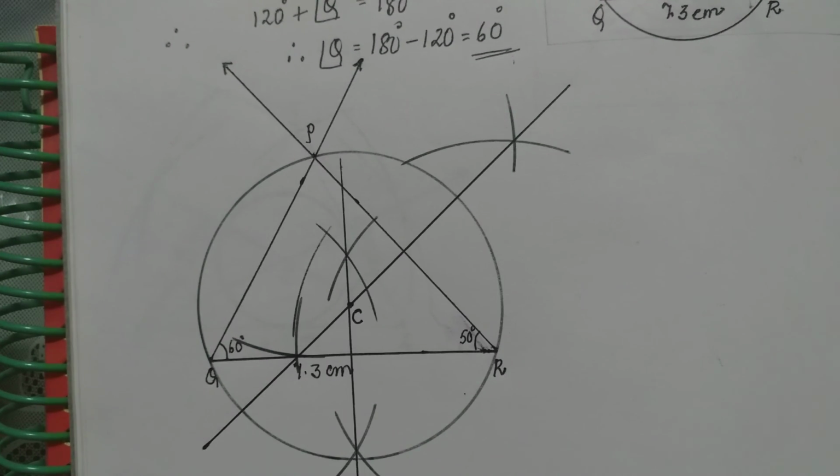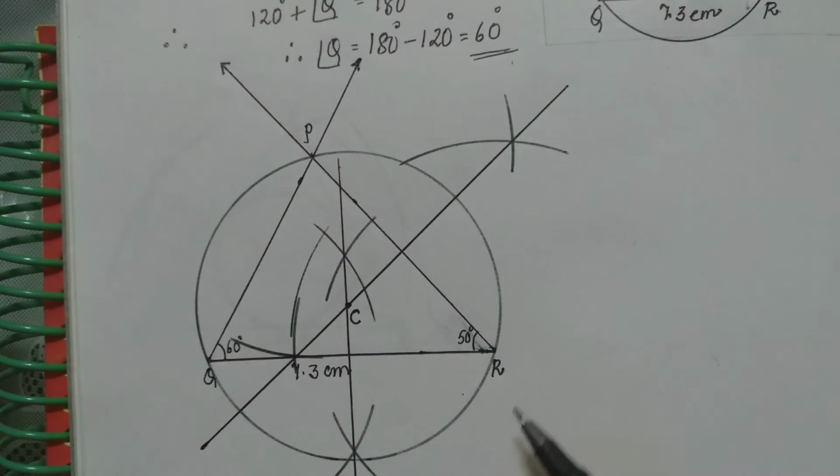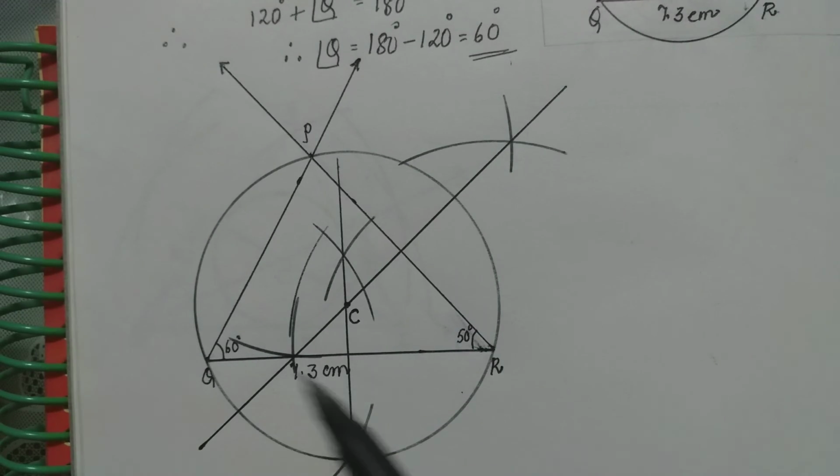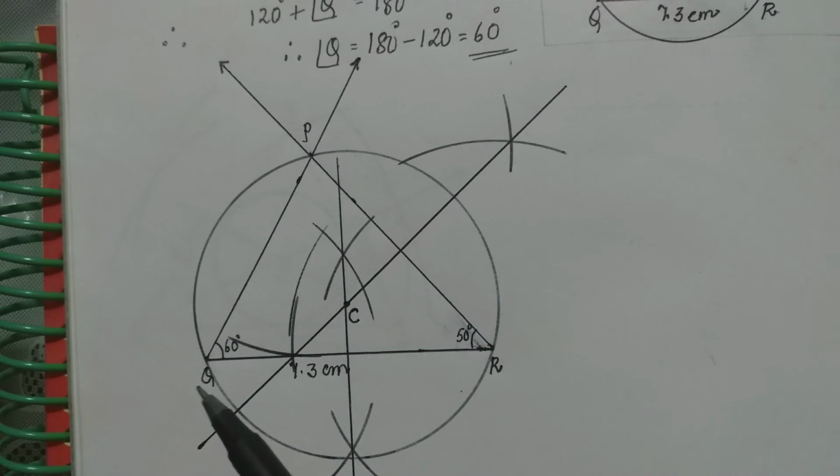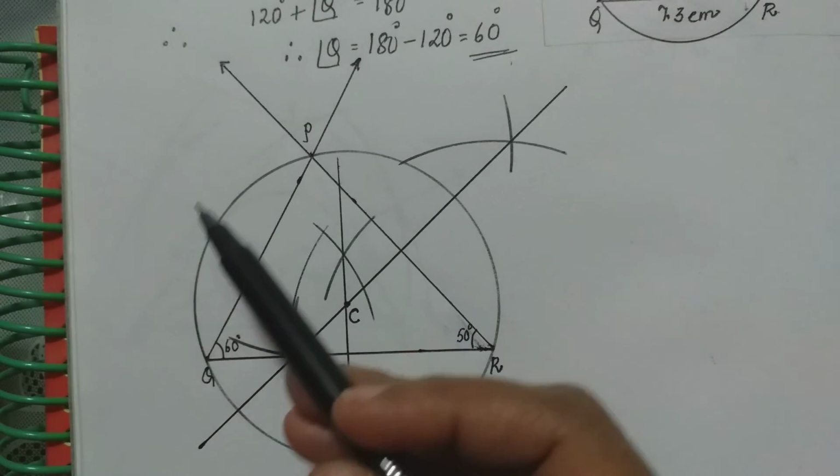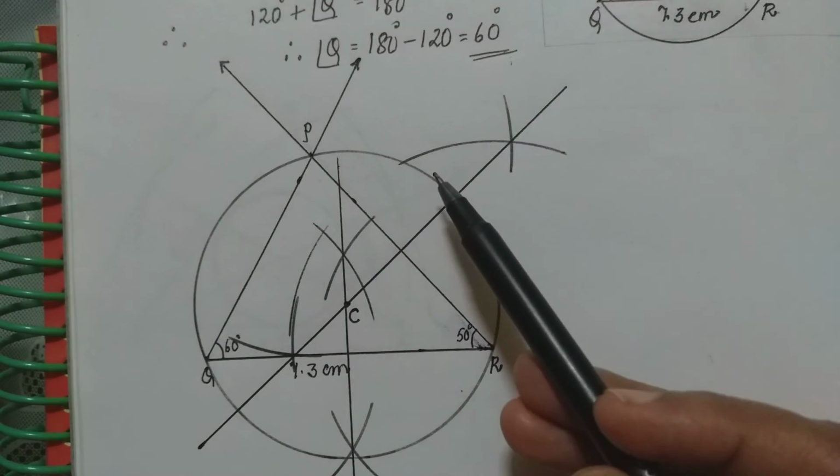So you see here the circle which is drawn, the circumcircle, is passing through all the three vertices of this triangle, that is P, Q and R. So this is the circumcircle.